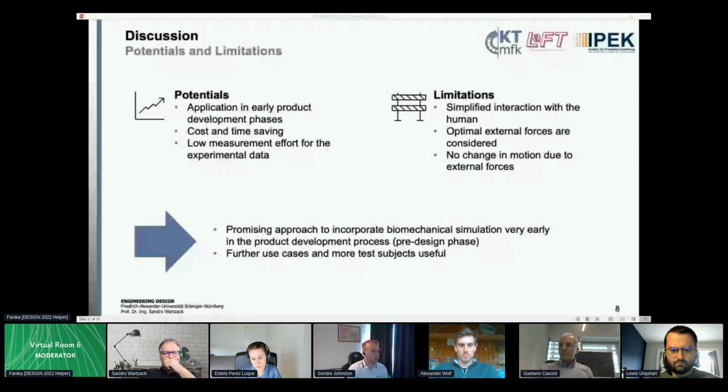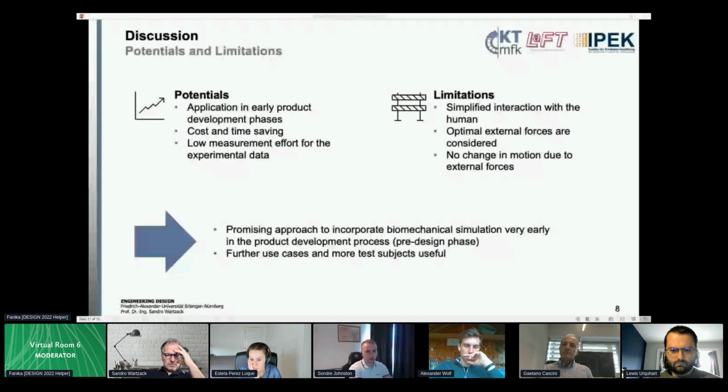So what is positive? We have a support method for early product development phases by using simulations, low cost and time saving by reducing the need for increased product development, and the measurement effort is quite low for the experimental data. But we have also some limitations.